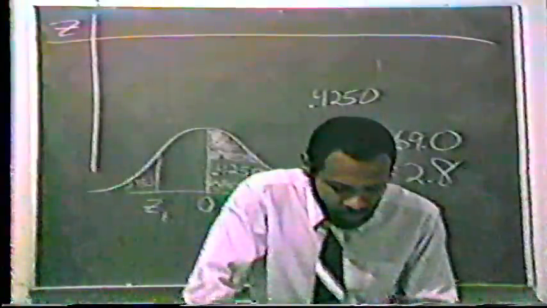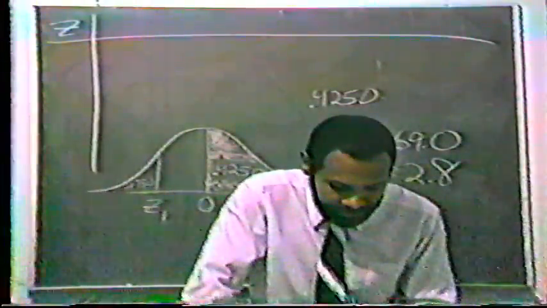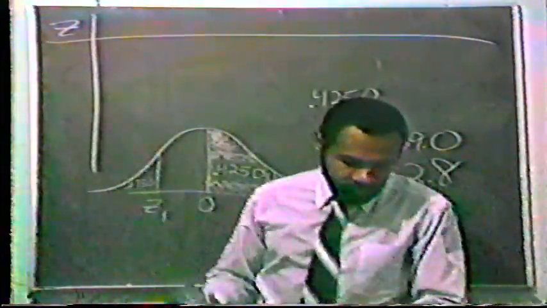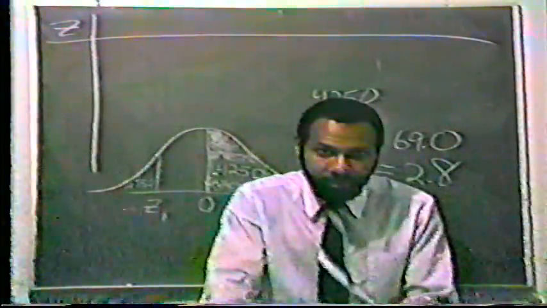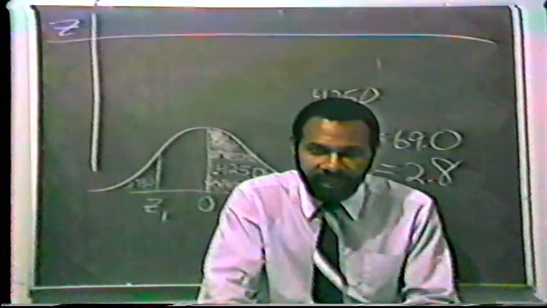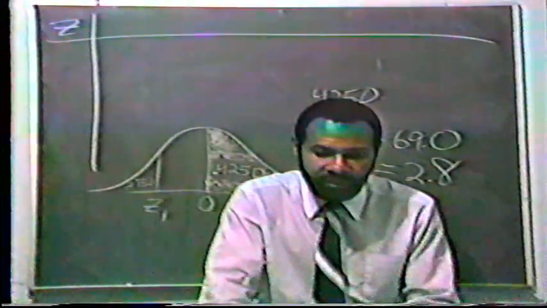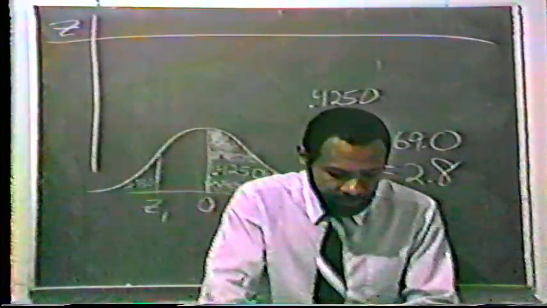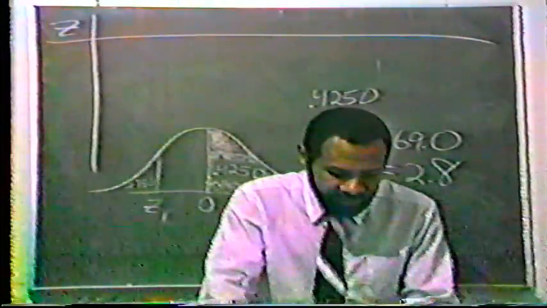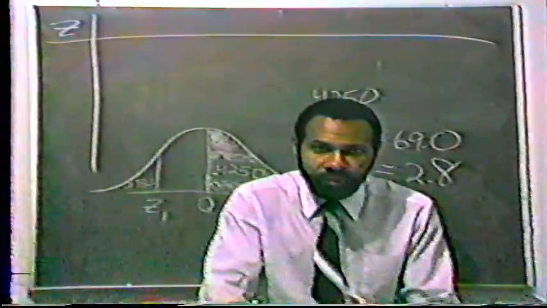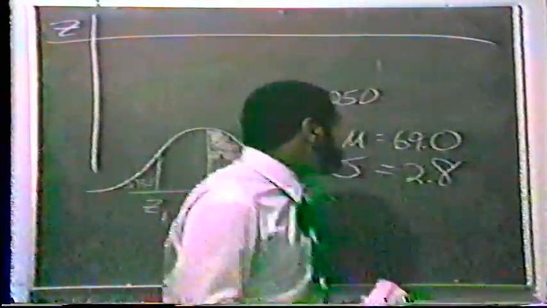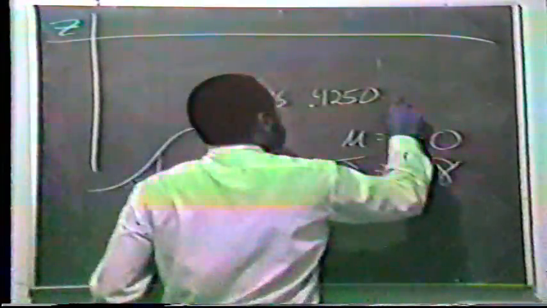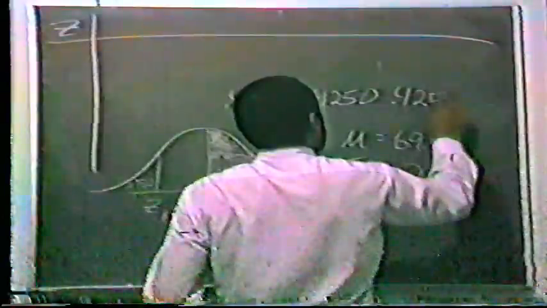But you see two numbers that it's between. This number here, 0.4250, is between two numbers that you see there in the table. It's between 0.4236 and 0.4251.